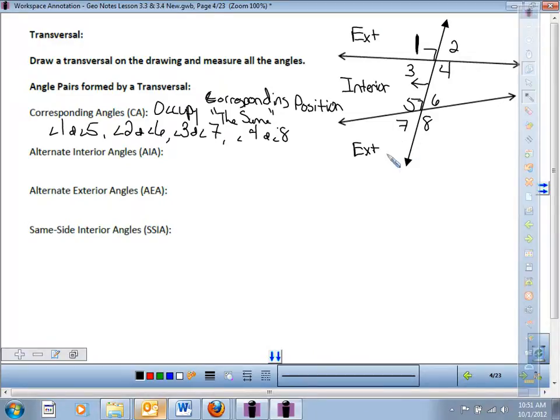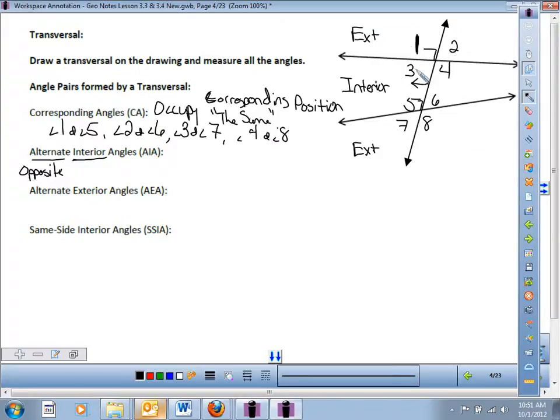Now, alternate interior angles are exactly what they sound like. They're angles that are on the interior on alternate, and when you hear the word alternate, you're thinking opposite, okay? So they're on the interior on opposite sides of the transversal. So instead of being both on the left, one's on the left, one's on the right. Now again, we're talking about interior angles, so we can ignore 1 and 2. We can ignore 7 and 8. They're irrelevant here because they're exterior.